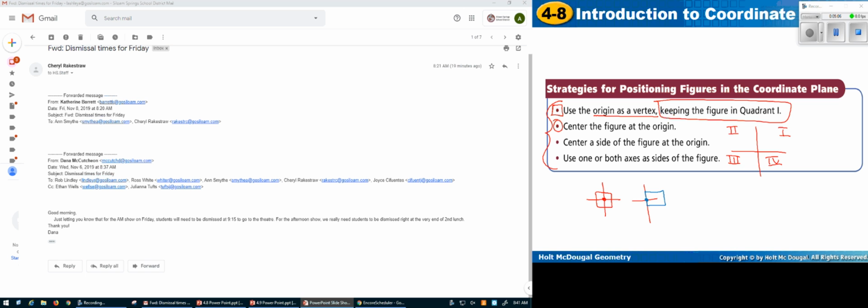Again, a little less helpful, but there might be reasons that it's placed that way. And then the last way is to use one or both axes as sides of your figure. Now this one you have to be super careful about.